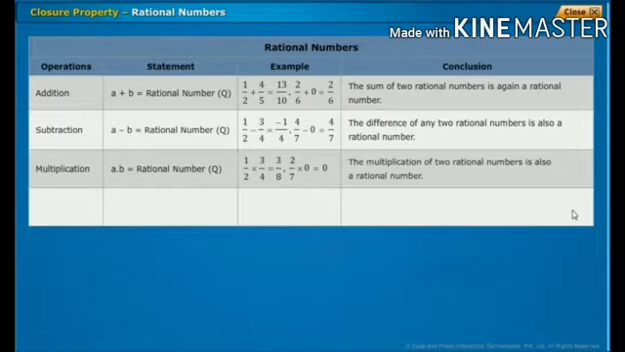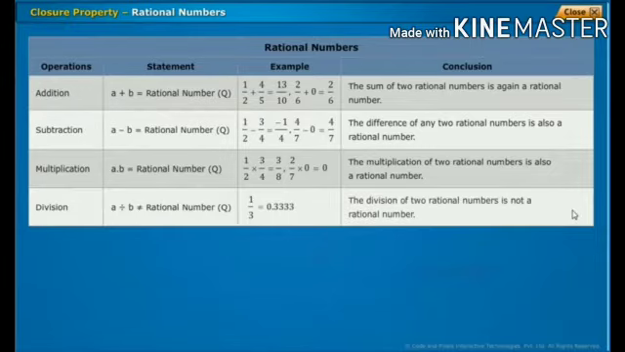Okay? Next is division. Say for example, a divided by b. For example, you take 1 by 3. That is equal to 0.333. That is not a rational number. That is an irrational number. So it concludes that the division of two rational numbers is not a rational number.